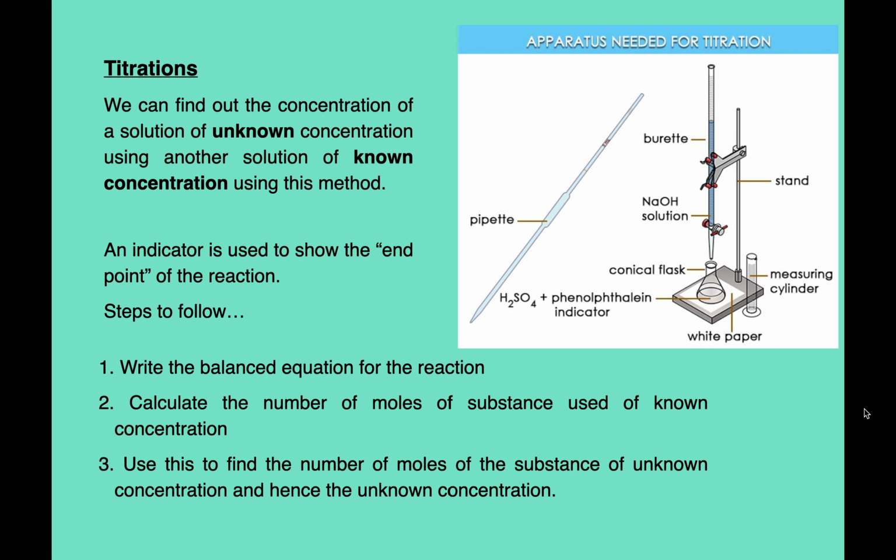Let me just talk to you a second about this. What we do in titration is you add 25 centimeter cubed, typically, in this case of sulfuric acid, to a conical flask. And then you've got sodium hydroxide in the burette, and you would add that slowly until the indicator changes color. So you know exactly how much sodium hydroxide you've added, and you know exactly how much acid you had.